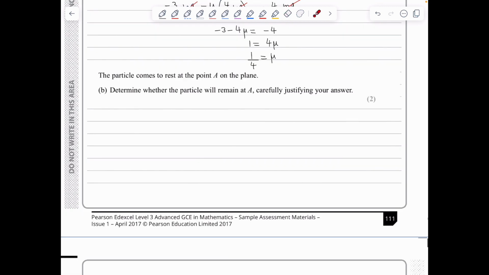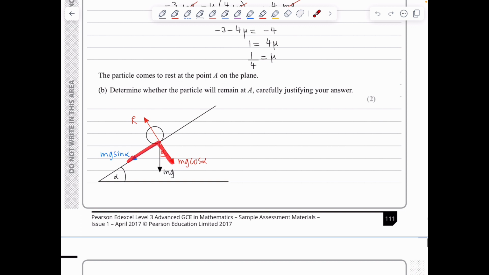In part B, we are told that the particle comes to rest at the point A on the plane, and we need to determine whether it will remain at A, carefully justifying our answer. So let me quickly redraw the diagram of what's happening. There it is. We've got the components of the weight acting perpendicular to the plane and down the plane.